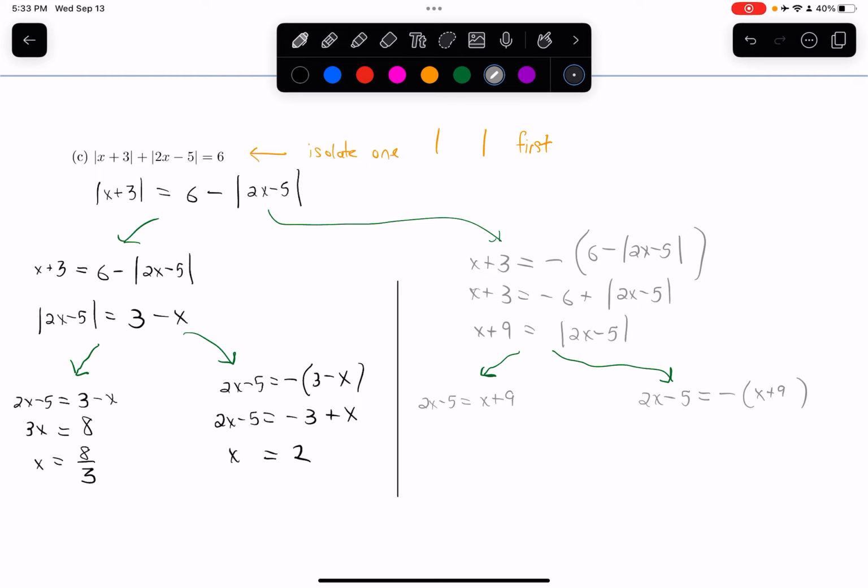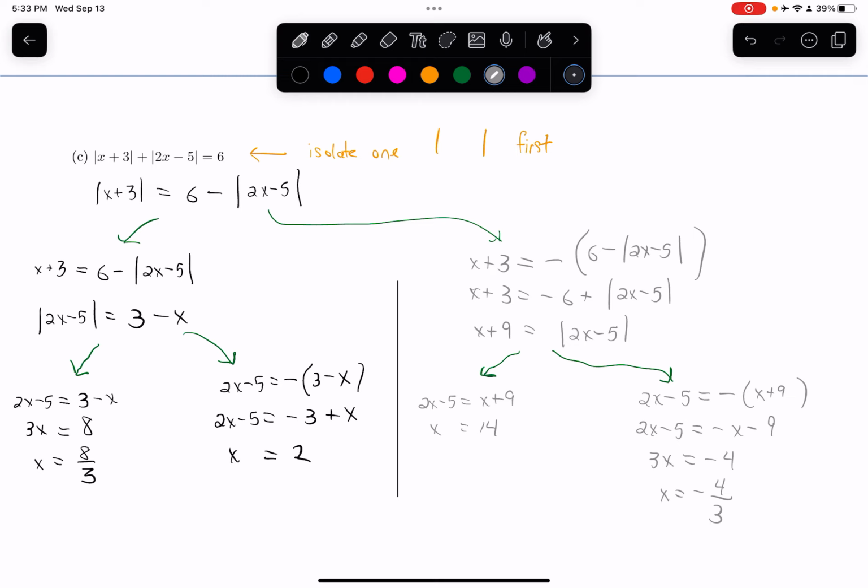Okay, all right, let's solve these. I move the x over and I'll get x, add 5 and I get 14. Okay, in the other equation, if I distribute the negative, 2x minus 5 equals negative x minus 9. I add x to the left to get 3x. I'll add 5 to the right to get negative 4. Then I divide by 3, and I'll get x is negative 4 over 3.